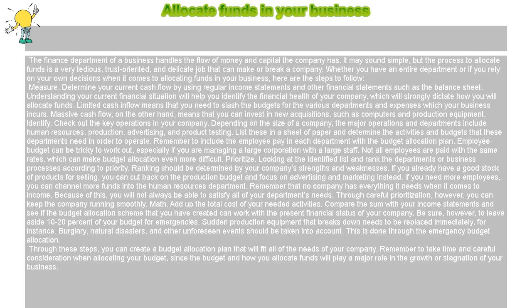Identify. Check out the key operations in your company. Depending on the size of a company, the major operations and departments include human resources, production, advertising, and product testing. List these in a sheet of paper and determine the activities and budgets that these departments need in order to operate. Remember to include the employee pay in each department with the budget allocation plan.